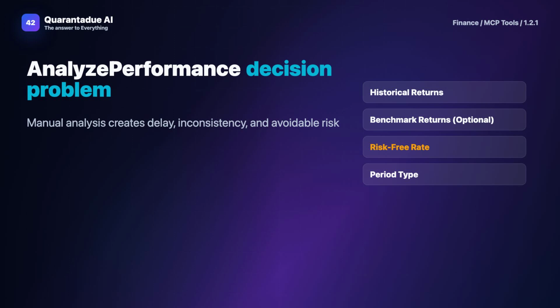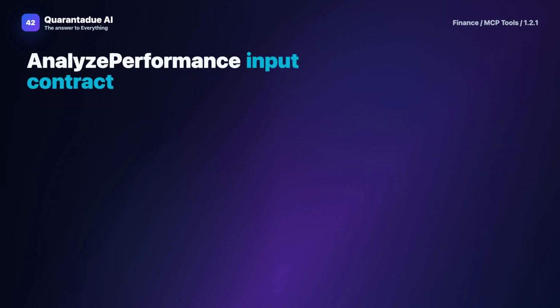Analyze Performance starts with a defined input contract. Typical inputs include historical returns, benchmark returns, optional risk-free rate, period type, and confidence level. Keeping these fields explicit reduces ambiguity and makes every run easier to audit.